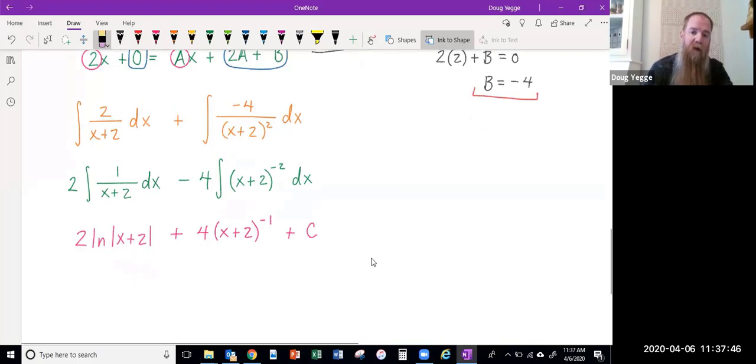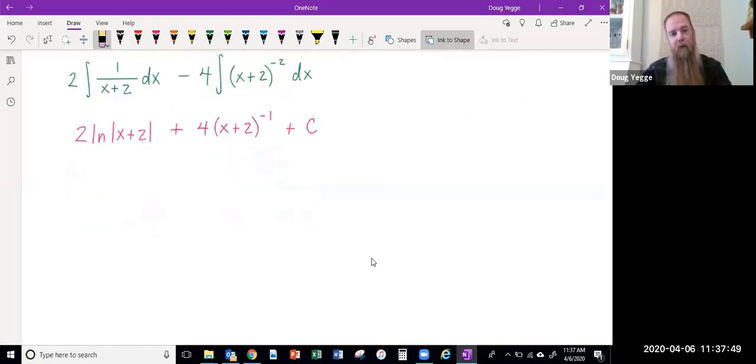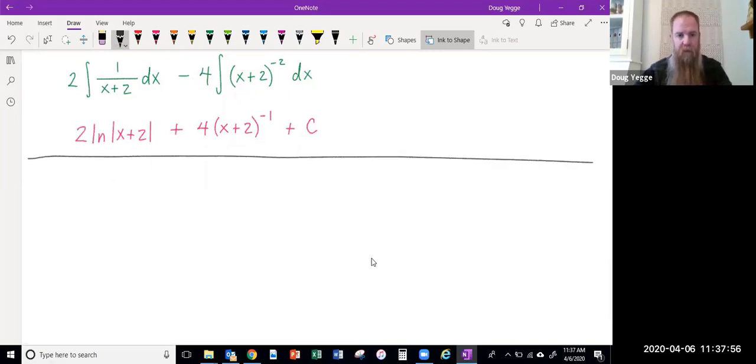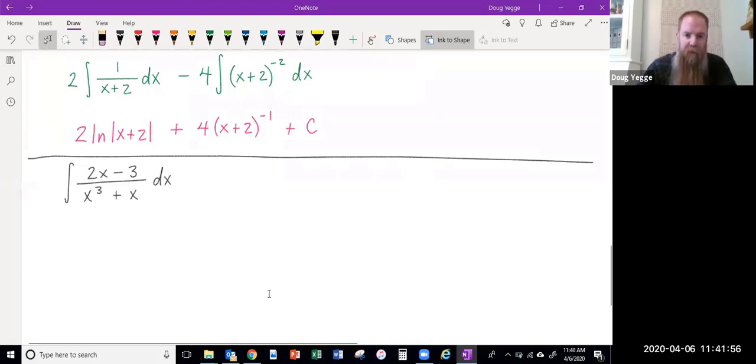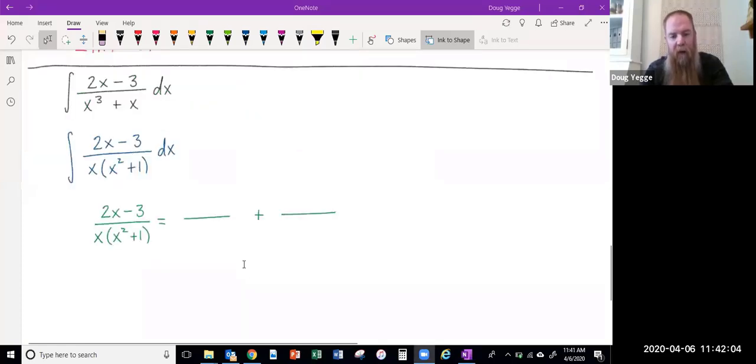Well, now we've got one last situation here. Okay. And so we're going to do one last example before we finish up here. We are going to integrate 2x minus 3 divided by x cubed plus x.